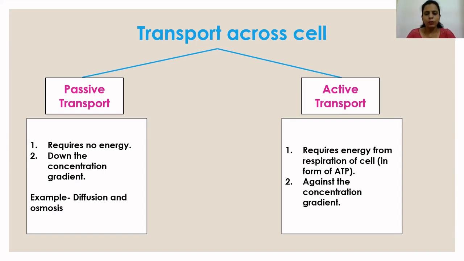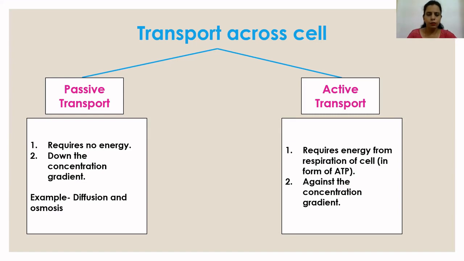In the case of active transport, it is always against the concentration gradient. That means substances, molecules or particles always move from lower concentration to higher concentration. Hence, in active transport, cellular energy is always required. The energy is stored in the form of ATP. So we require cellular energy in the process of active transport.